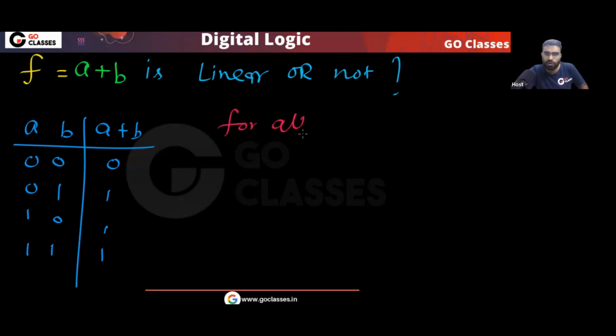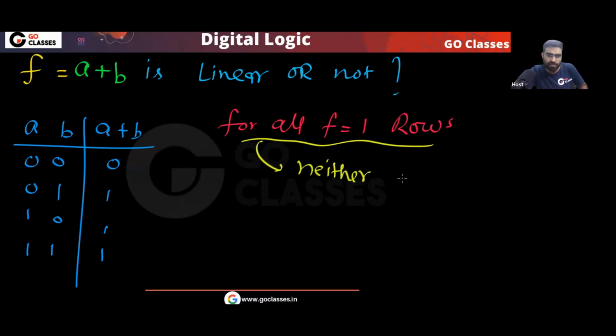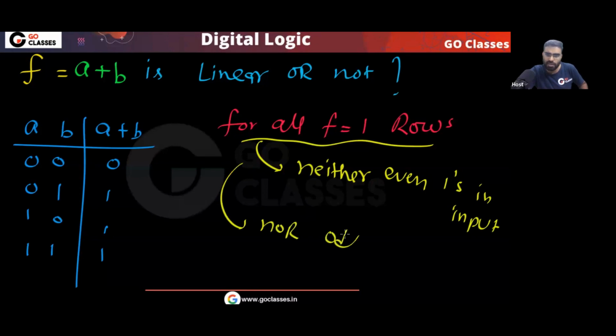For all f equal to 1 rows, if you notice one thing, you are getting neither an even number of ones in the input, nor an odd number of ones in the input. Is this clear? So you can see that the condition is not satisfied. Is this clear? Please tell me.